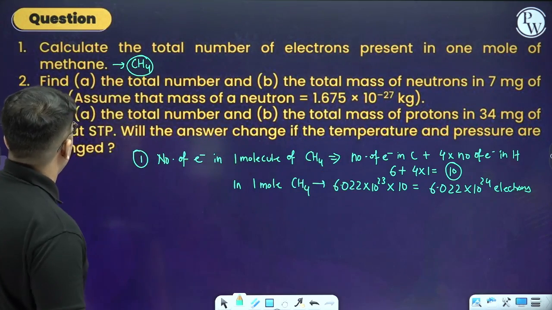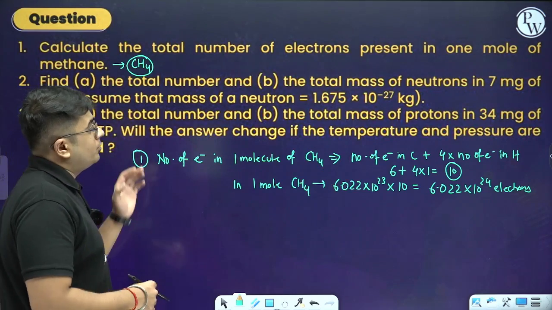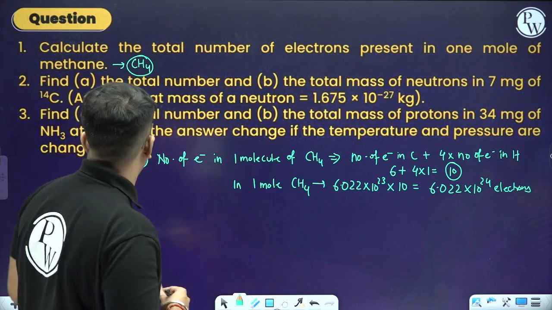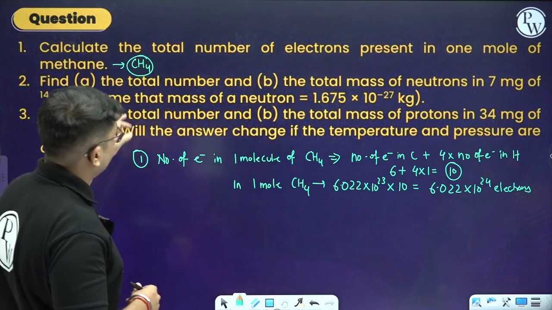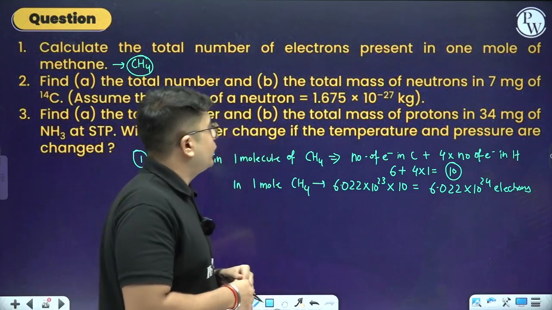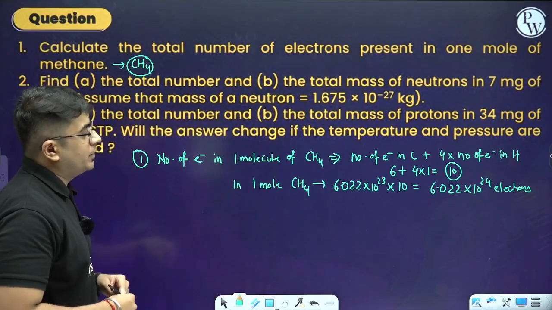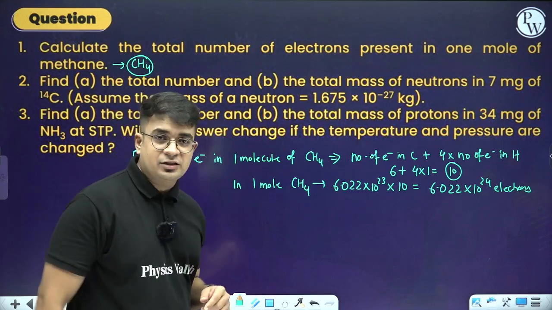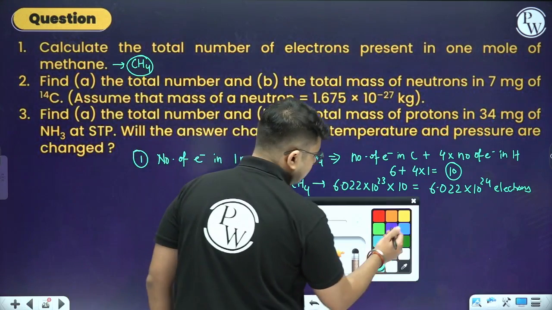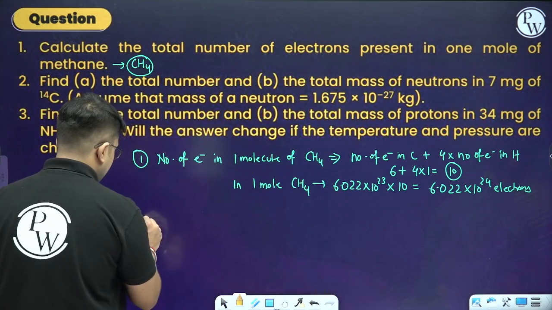Okay, second, find the total number and total mass of neutrons in 7 mg of 14C. Assume that the mass of neutron is 1.675 multiplied by 10 to the power minus 27 kg. Okay, very interesting question, but a slightly lengthy calculation.